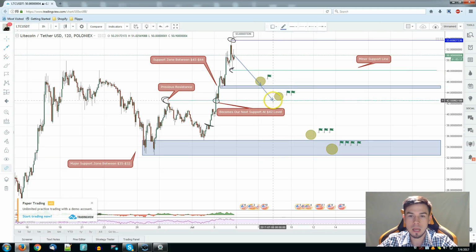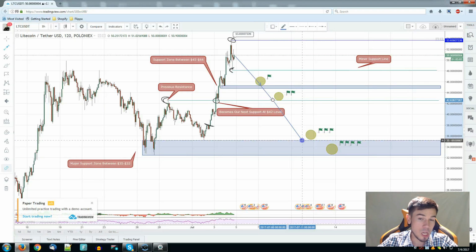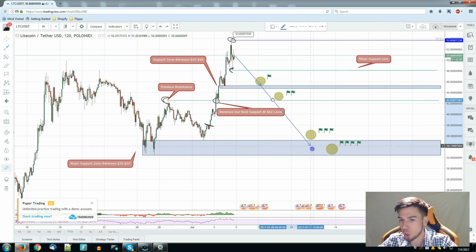Now, another possibility in the next case, if it breaks out, we're going to the next one, which is a major support zone between $35 and $32. Now, this could happen over the next weeks. If the decrease of the price is going to happen for the next 10, 14, 15 days, creating a downtrending environment for Litecoin, then definitely we're going to approach the $35 and $32 zone, the major support zone, which is probably going to confirm. I'm like 85% sure it's going to confirm.